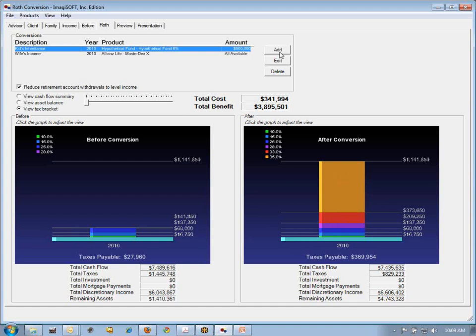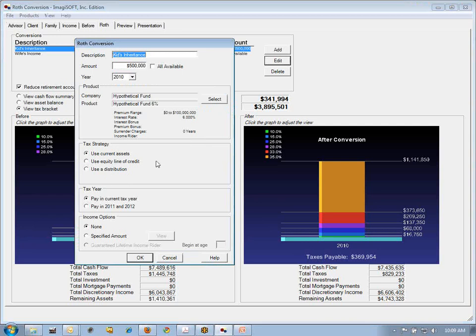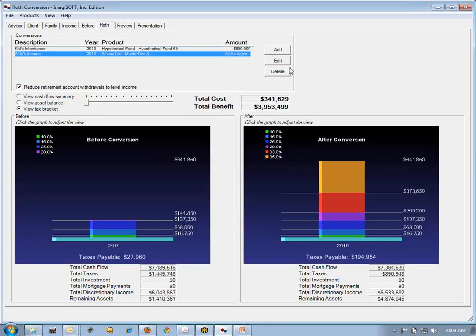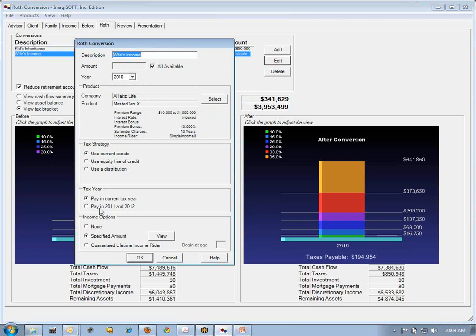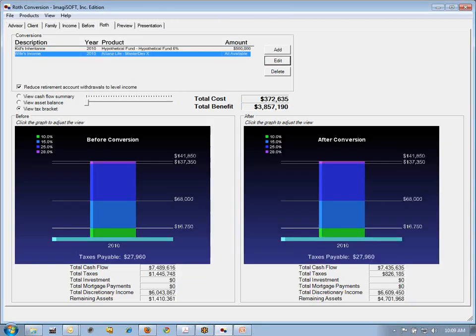Let me show you what would happen if we did it in 2011 and 2012, as most journals, when you read articles, they say, oh, it has this added benefit that you don't have to pay your taxes till 2011 and 2012. Well, you could consider that a benefit, but it's not really. You notice the total cost is now $372,000 instead of $342,000. There's a $30,000 increase by doing that. Let me show you why.